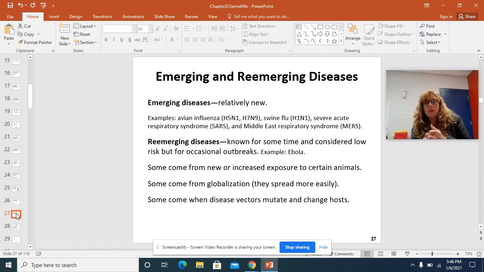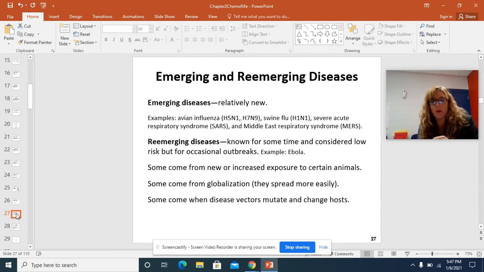Where do they come from? So, some come from new or increased exposure to certain animals. Some come from globalization because they spread. We have seen that with COVID, how it has spread throughout the whole world due to travel. The fact that COVID is a big asymptomatic spreader. You don't seem sick and you're able to spread it. Where with Ebola, you are essentially vomiting up black chunks, you bleed from your orifices. Like, you don't want to hang out with that person, right? You are kind of gross and you have something weird. So, that's how diseases spread easily.